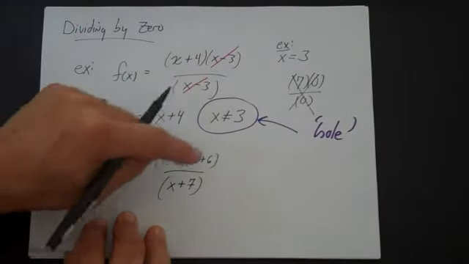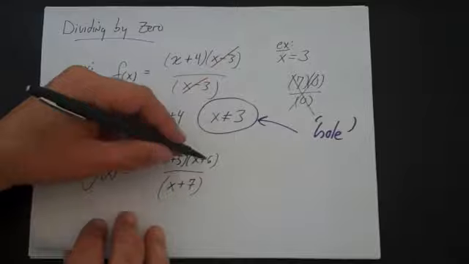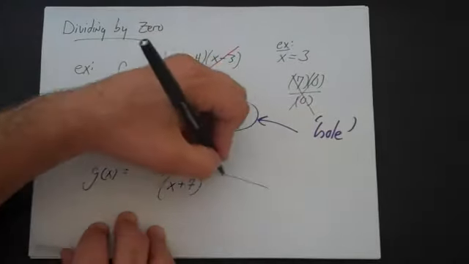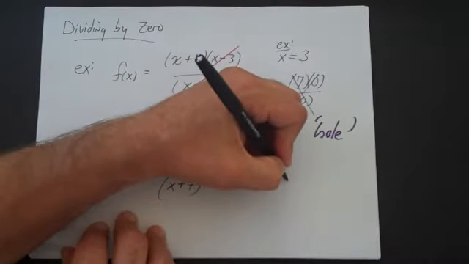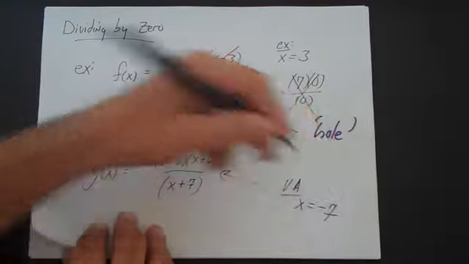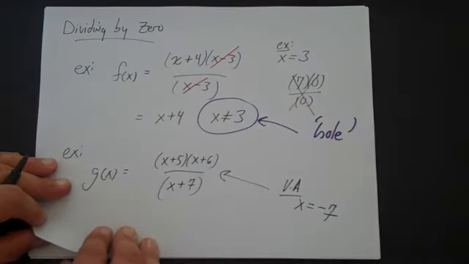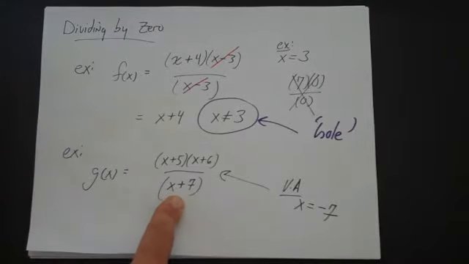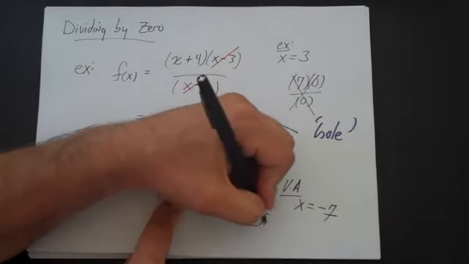For g of x, you still can't divide by 0, but there's no canceling that could be done. So this is simply saying that there's a vertical asymptote, or an infinite discontinuity, at x equals minus 7, because if x is equal to minus 7, if you plug it in, you would divide by 0. That's what's called an infinite discontinuity.